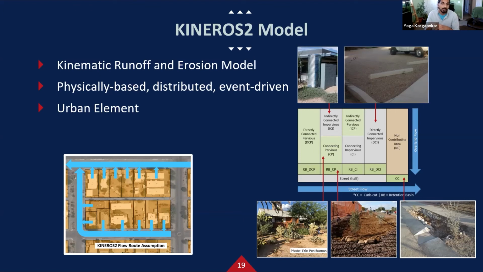Now, in terms of the flow route assumption, like I mentioned, water will fall on each parcel, and as saturation is achieved, water will start flowing onto the street, and then it'll accumulate down the street as well, which is indicated by the diagram in the bottom left corner. Next slide, please.